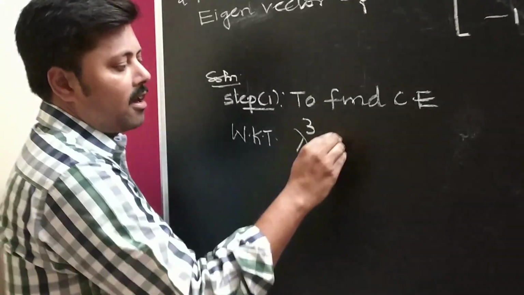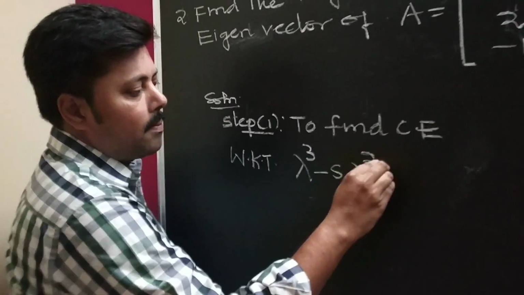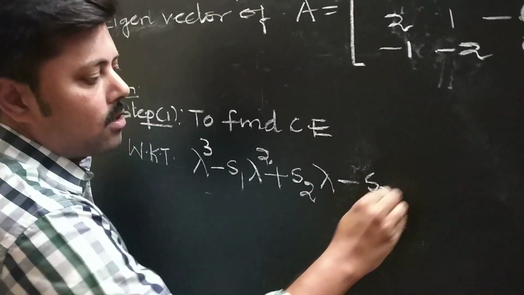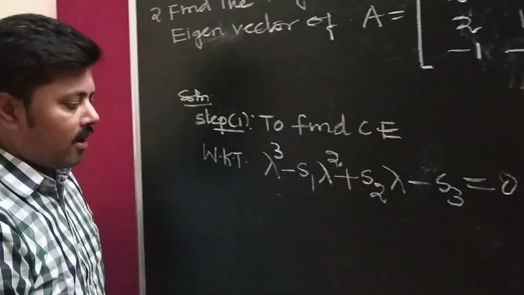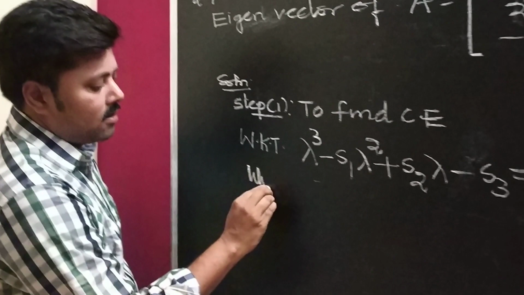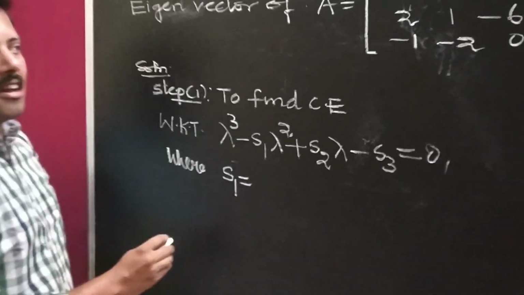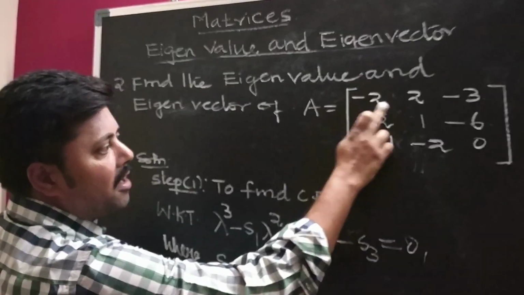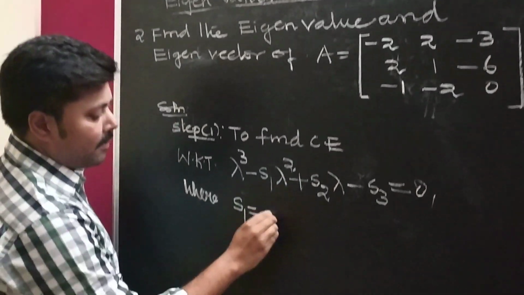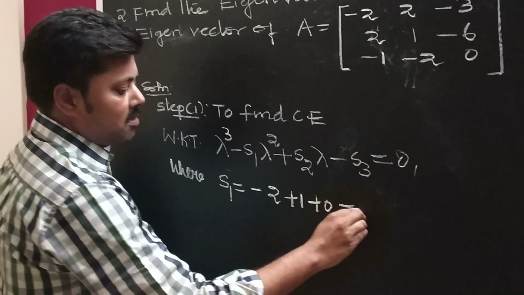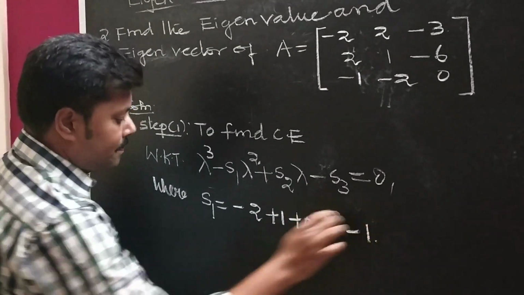lambda cube minus S1 lambda square plus S2 lambda minus S3 equal to 0, where S1 is the sum of the main diagonal elements. The diagonal elements are minus 2, 1, 0, right? So minus 2 plus 1 plus 0 is equal to minus 1.